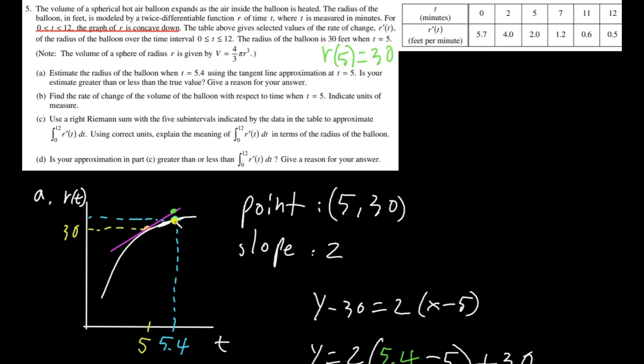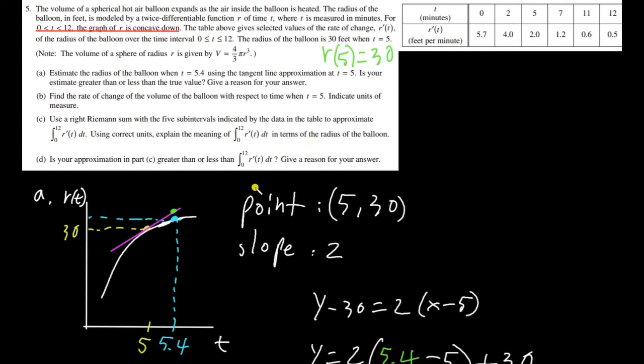And the reason for that lies in concavity. Okay? So we're given that r is concave down. Because r is concave down, the tangent line is always going to lie above the graph. And therefore, any estimation that we make using this tangent line is going to be an overestimate. On the other hand, if r were to be concave up, then the tangent line would lie below the graph, and any estimate made using that tangent line would be an underestimate. But in this situation here, it's an overestimate, so that is why our estimate is greater than the true value.